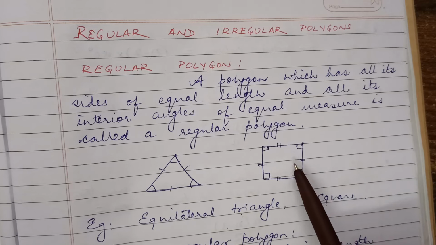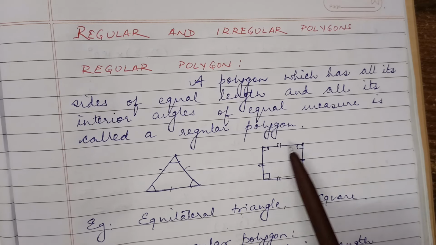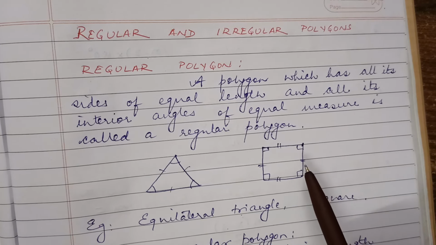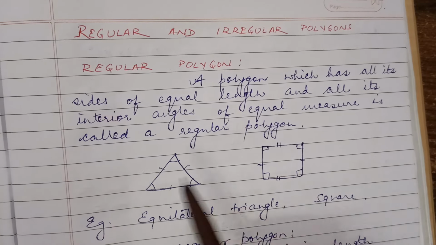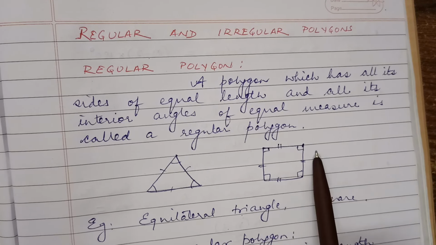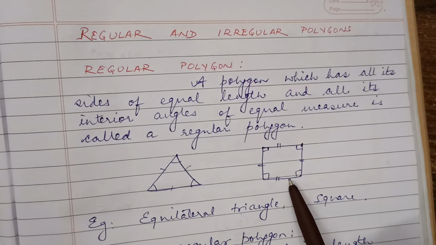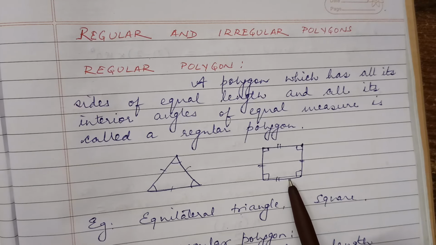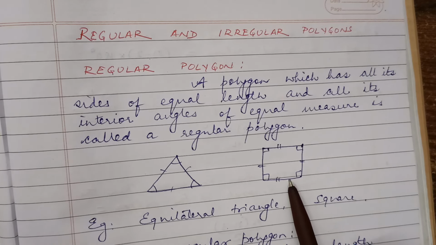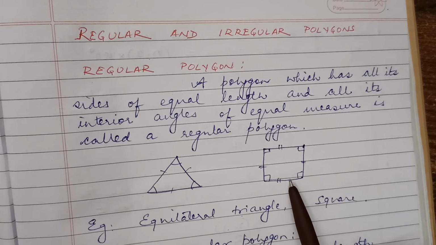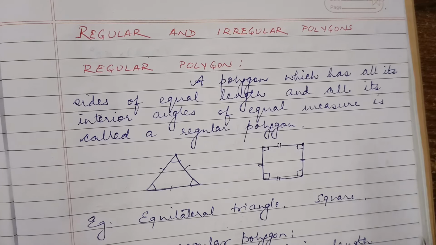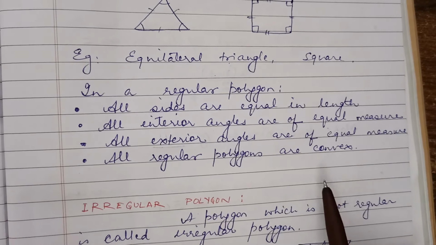Now you can say that ma'am, rhombus also has all the sides equal, but the condition for a regular polygon is that all sides should be of equal length, all interior angles should also be of equal measure. In rhombus we do not get that. Okay, all exterior angles should be of equal measure and all regular polygons are convex.